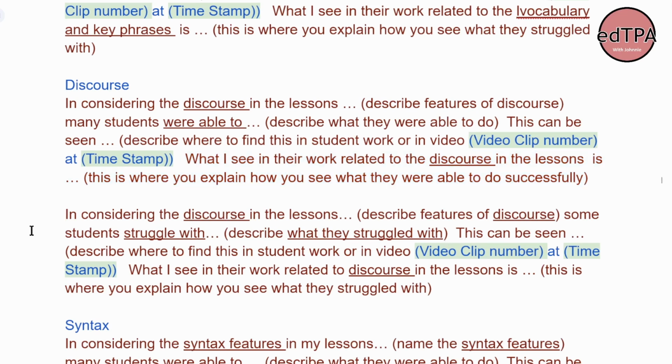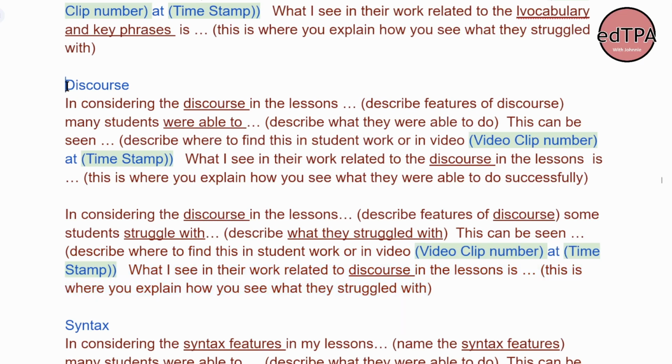And to continue, in considering the discourse in the lessons, describe features of the discourse some students struggle with. Describe what they struggle with. This can be seen. Describe where to find this in student work or in video clip number at timestamp. What I see in their work related to discourse in the lessons is, this is where you explain how you see what they struggled with.